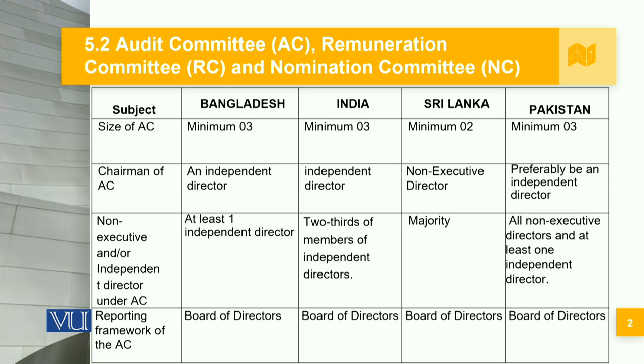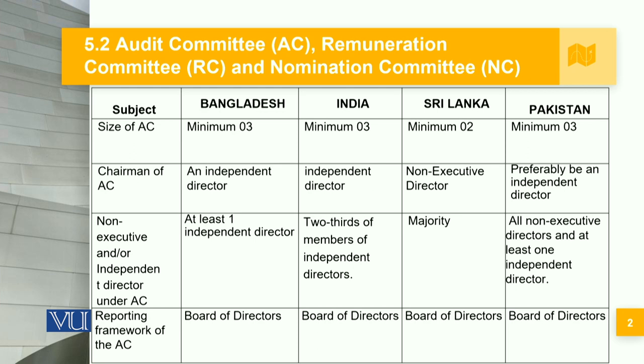So when we look at the size of the audit committee, then ladies and gentlemen, in Bangladesh, in India, and in Pakistan, a minimum of 3 members, while in Sri Lanka, we are talking about only 2 members. The chairman of the audit committee in Bangladesh and India should be an independent director, while in Sri Lanka, it has to be a non-executive director, and in Pakistan, it's preferably an independent director. Non-executive or independent directors under the audit committee: in Bangladesh, at least 1 independent director. In India, 2/3 members should be independent directors. In Sri Lanka, they should be the majority, while in Pakistan, all non-executive directors and 1 independent director would be formulating the audit committee. And the audit committee is the most important committee in the context of corporate governance.